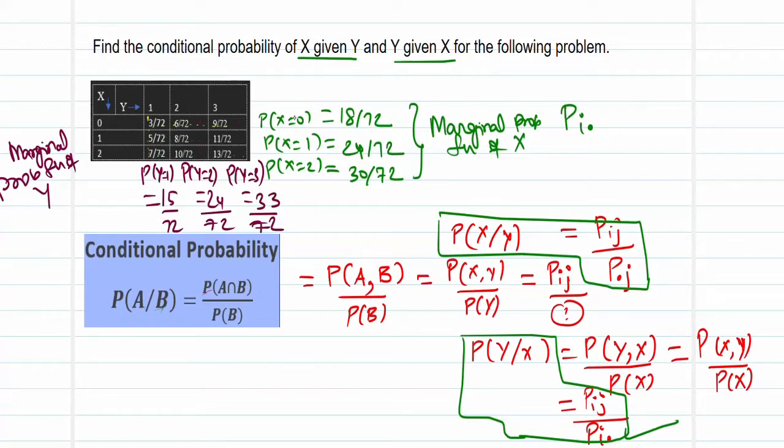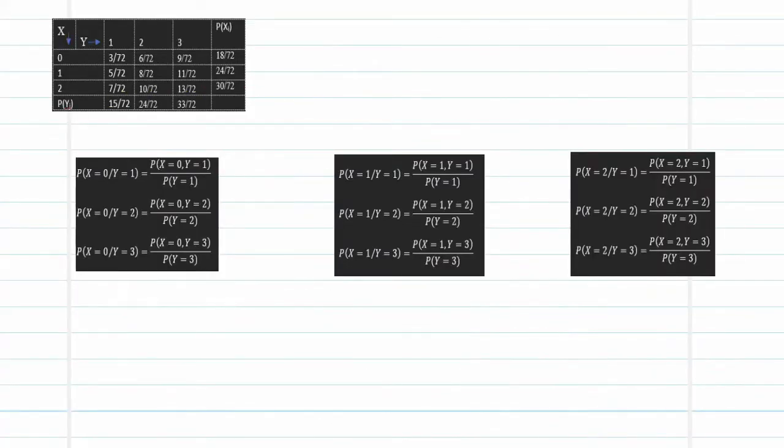Now, we are ready with the marginal values, and now we can move on to find the conditional probability of x given y and y given x. Once the marginal values of x and y have been evaluated, we can quickly move on to estimate the conditional probability. Recollect again one more time, the formula for conditional probability is P of A given B equal to probability of A intersection B divided by P of B.